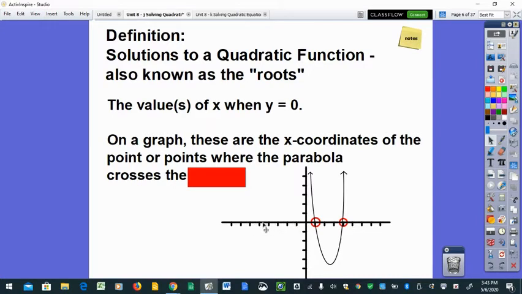Now you're going to remember that the x-axis has the equation y equals 0. It is a horizontal line, which means it's y equals a number, and it is 0. So y equals 0 is the equation of the x-axis. So the values of x when y equals 0 is what we're looking for. So on the graph, these are the x-coordinates of the points where the parabola crosses the x-axis.